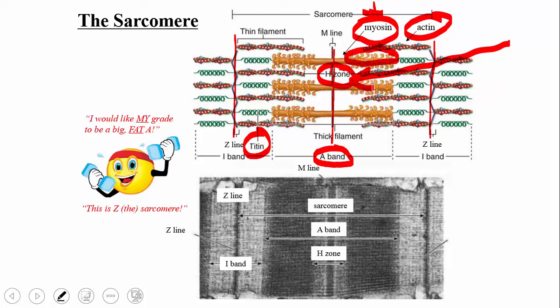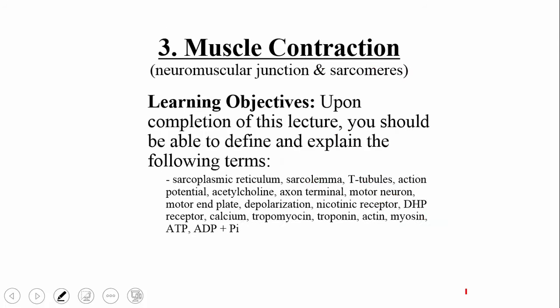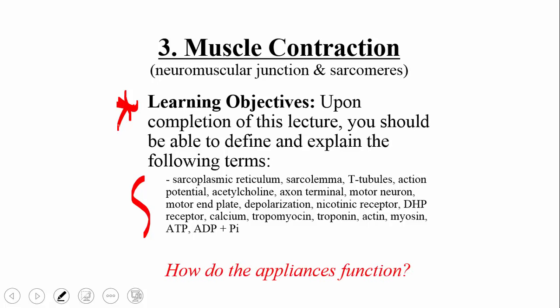Then at the bottom here, you have a real picture, right? The top is a cartoon, obviously, and the bottom one is a real picture to show you what it looks like. Okay, so let's move on to muscular contraction. We talked about the structure, now let's talk about contraction and these neuromuscular junctions. Specifically, we're talking about how the appliances work. These are all the terms you want to know, as well as the learning objective.